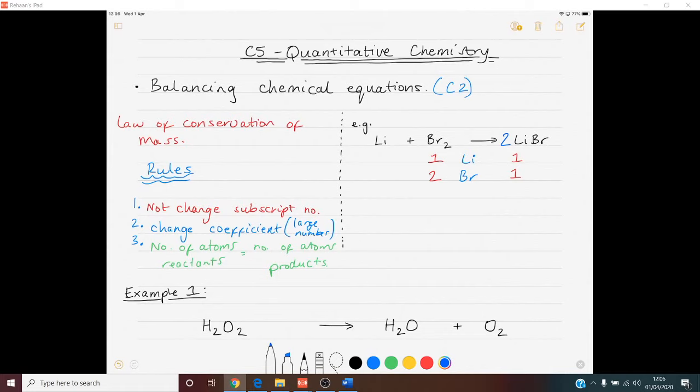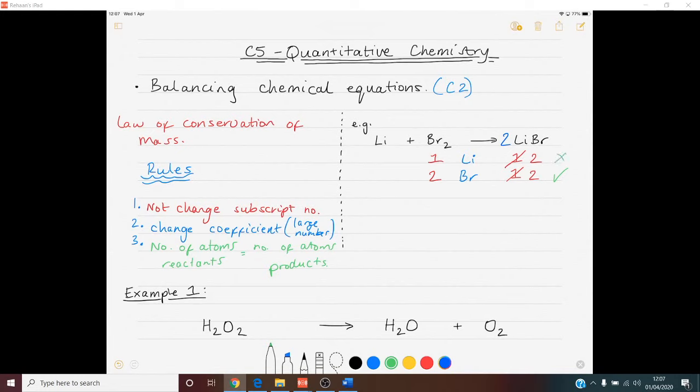Now, it's important every time you make a change to the equation, you re-evaluate the numbers underneath. This now means I have 2 lithiums, so I'm going to go ahead and change that numbering underneath. And I also have 2 bromine atoms. So far so good.